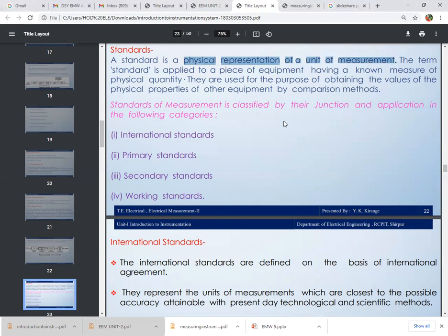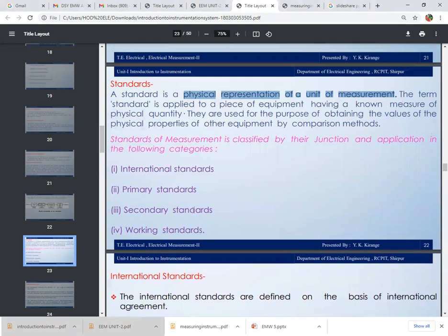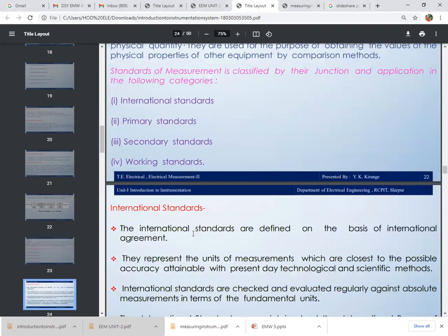In this standard, there is a classification. The classification of standards is mainly: first, international standards; second, primary standards; third, secondary standards; and the last one is nothing but our working standards. So we will go through all the standards in detail.